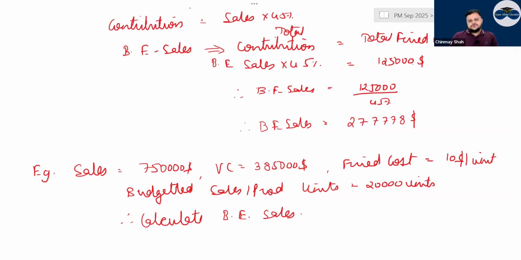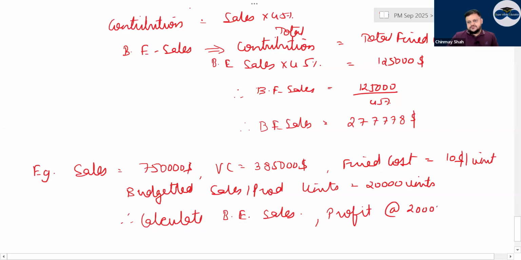How do we do this? Break even point sales, comma, profit at 20,000 units. पहले ब्रेक इवन पॉइंट सेल्स निकालो. बोलो.